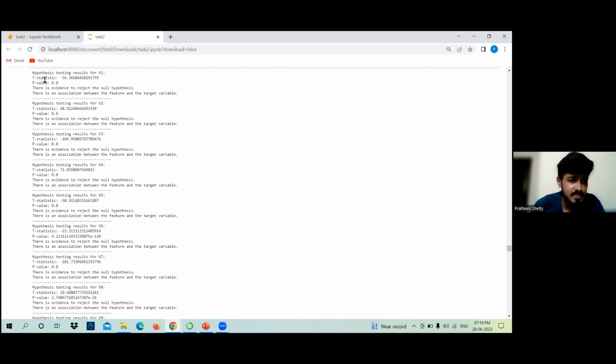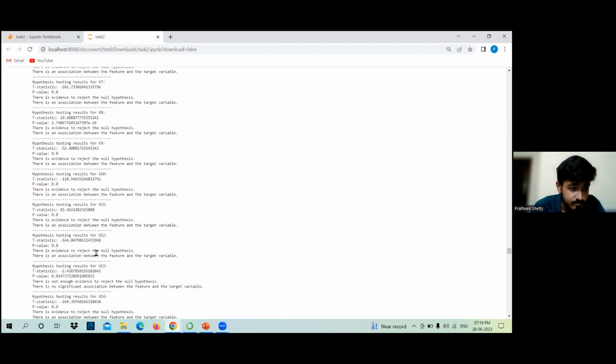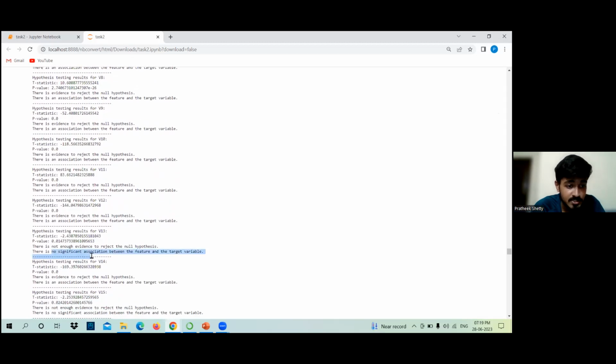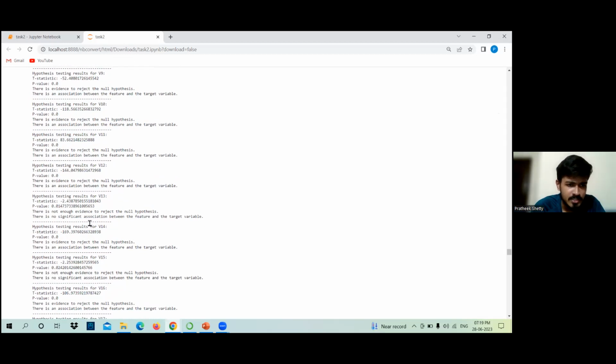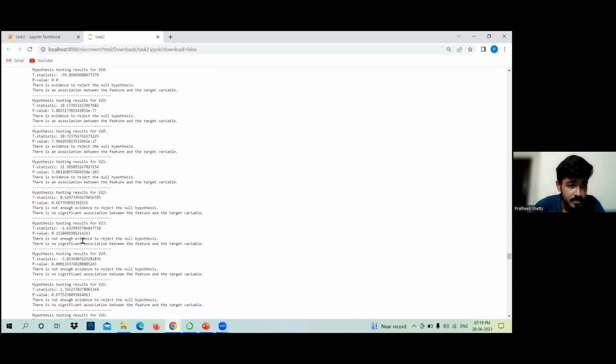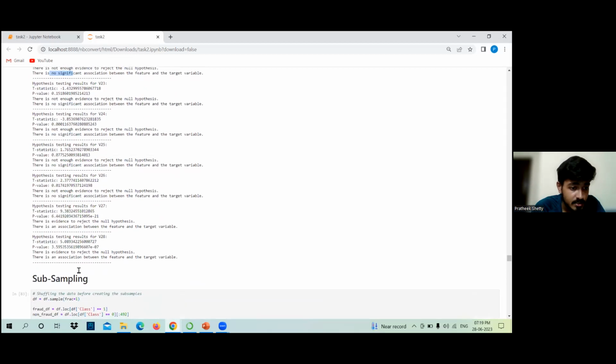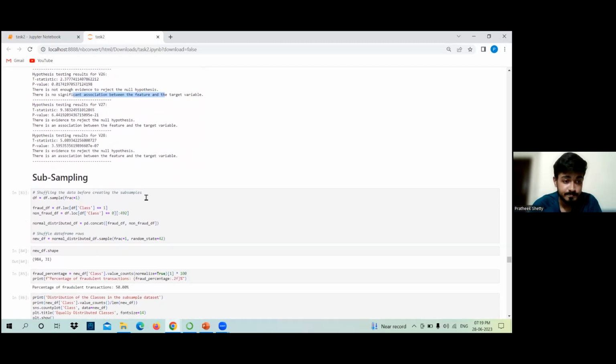Here you can see some of them. For example, V13 has no significant association, whereas the others are showing an association between the feature and the target variable. And it's not just V13, there was V15 and V22 till V26 that showed no significant association between the feature and the target variable.